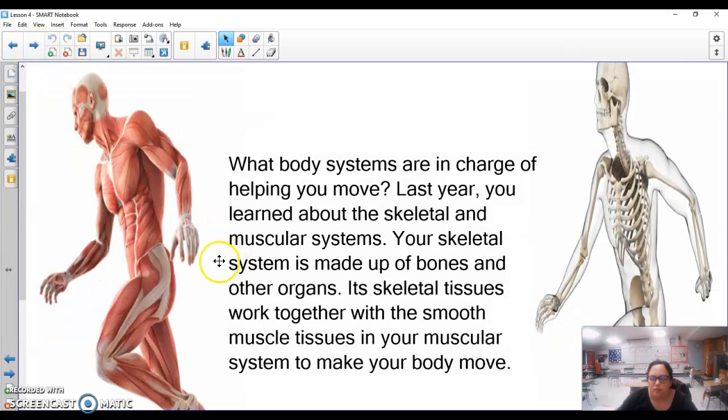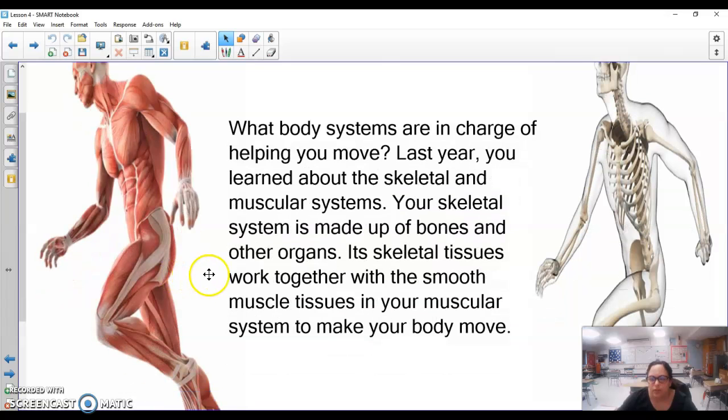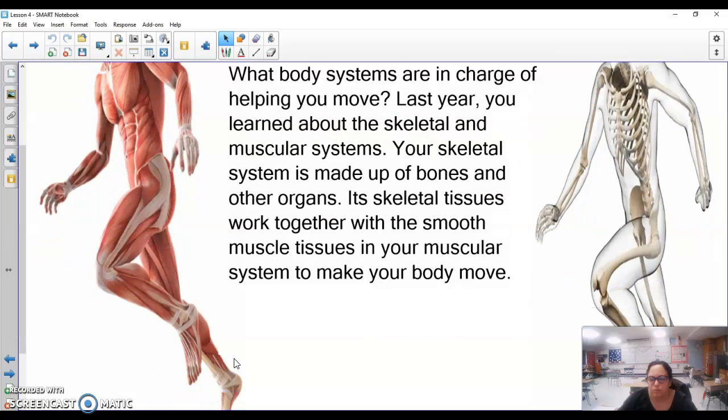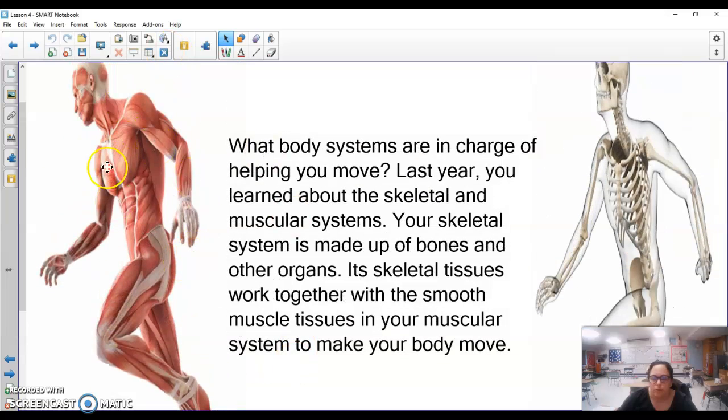What body systems are in charge of helping you move? Last year you learned about the skeletal and muscular systems. Your skeletal system is made up of bones, right here, and other organs. Its skeletal tissues work together with the smooth muscle tissues in your muscular system to make your body move. So remember, your muscular system is your muscles. Muscular starts with M, muscles. This system helps you move. If we didn't have it, we would be stiff as a board.